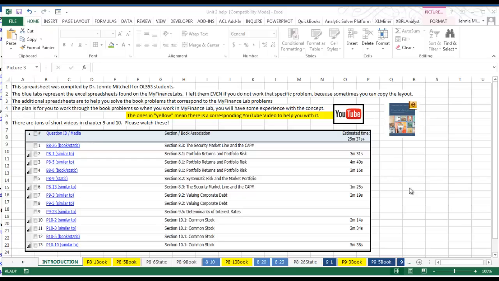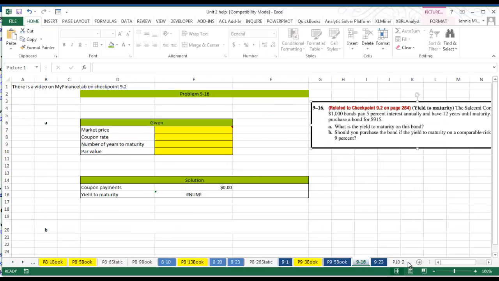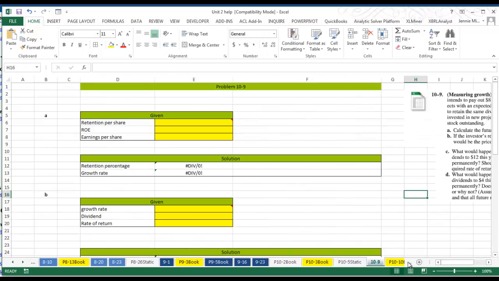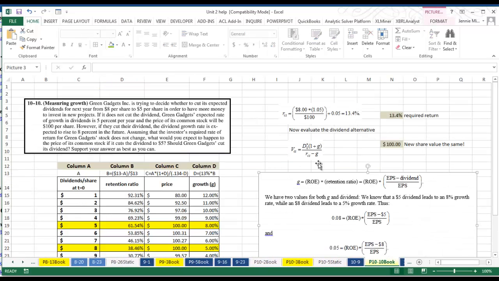Hi, this is Dr. Jenny, and we're working in Unit 2, and essentially we're working textbook problems that are similar to those that you will find in the My Finance Lab. We're going to work today in Chapter 10, and we are working in Problem 10 in Chapter 10.